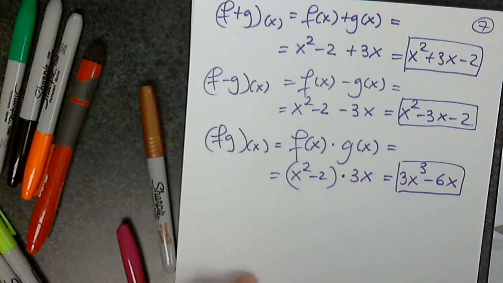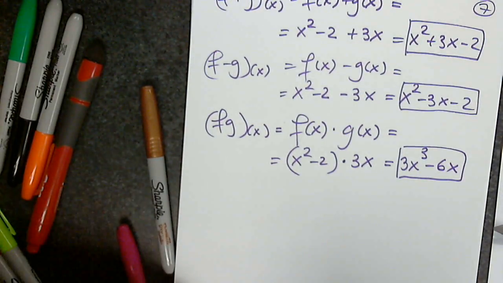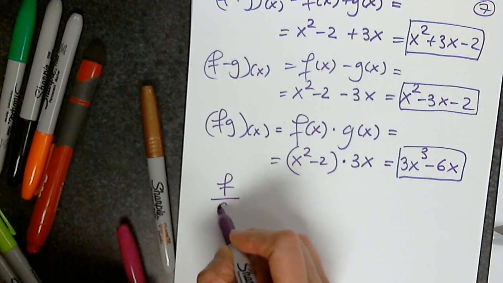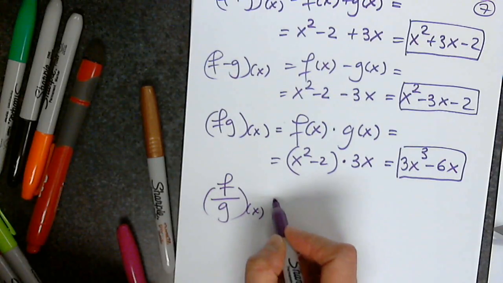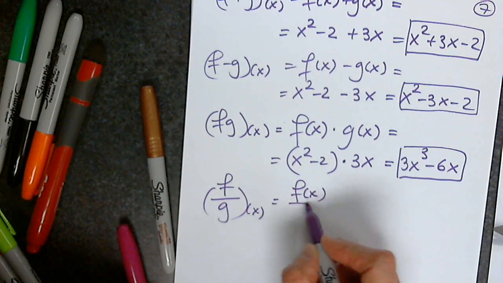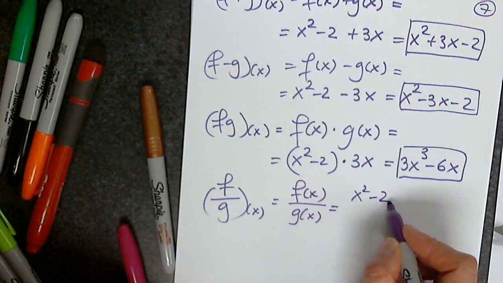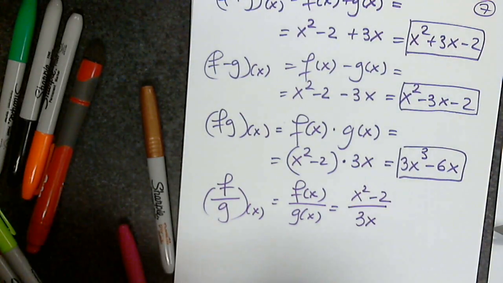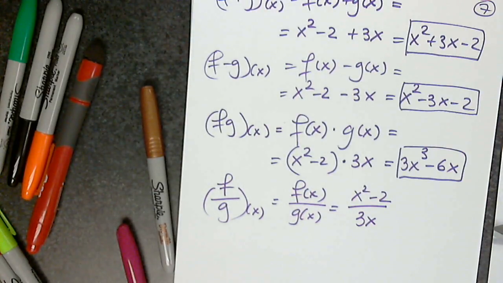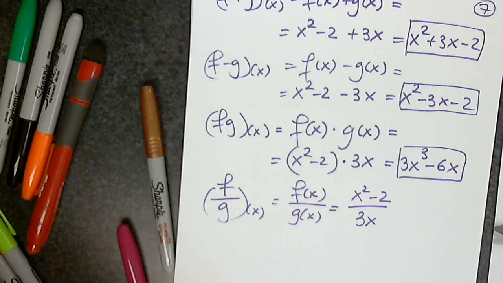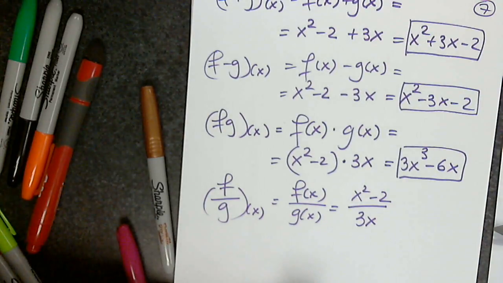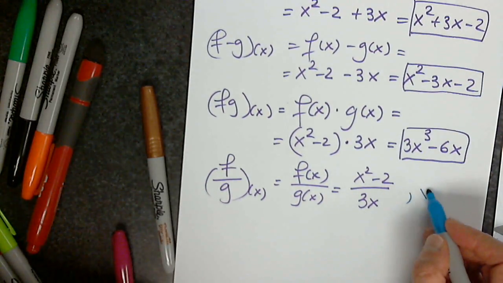Good, but now I have to talk about the ratio. That's the last function. f divided by g. By definition, this is f of x over g of x. f of x is x squared minus 2 over 3x. I know I cannot simplify anything. I can't touch it. But I'm asked to find its domain, though. Well, that's a different story. Now I have to state a restriction. And the restriction is?